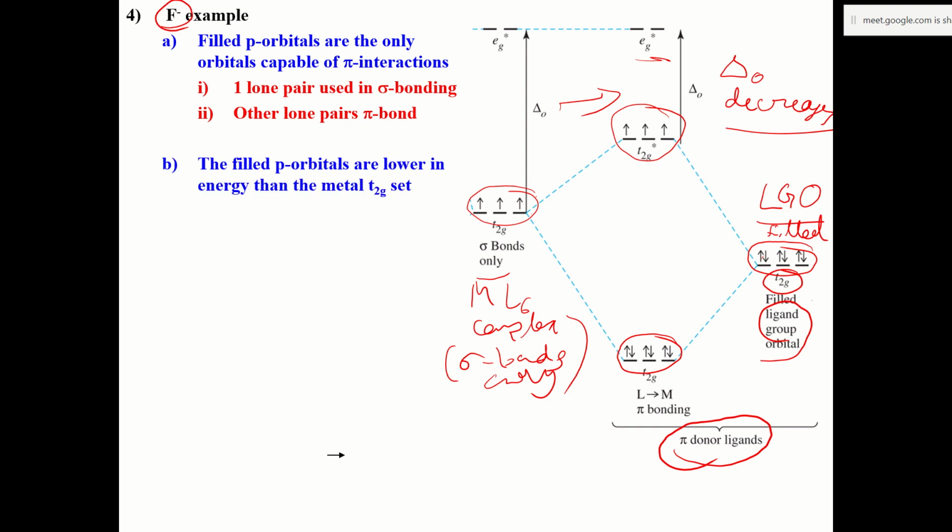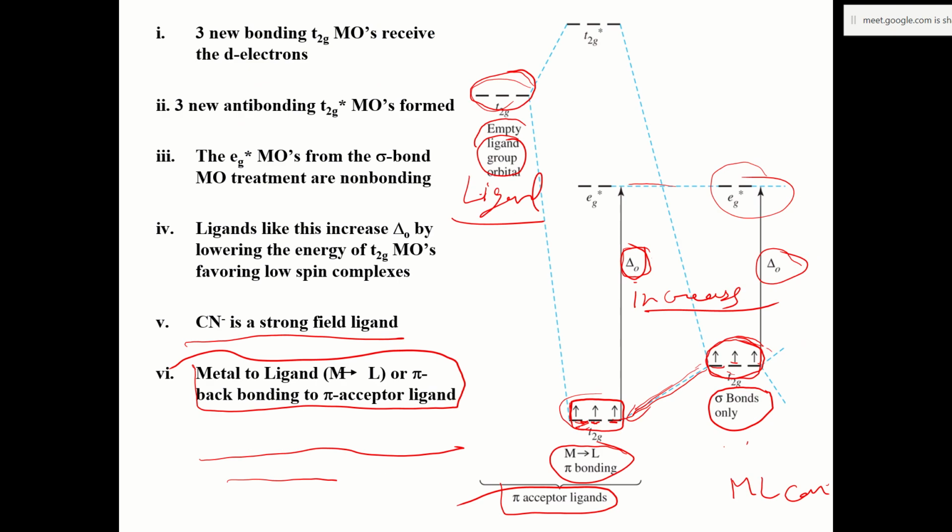Okay, the scheme of bonding that we have just shown: the filled p orbitals are lower in energy than the metal T2G set. Here look at the positioning of the things. Ligand group orbitals are lying lower in energy as compared to the metal set, and this is the situation that arises. In the previous case, when we considered CN minus or CO, the empty ligand orbital set was lying above the metal.